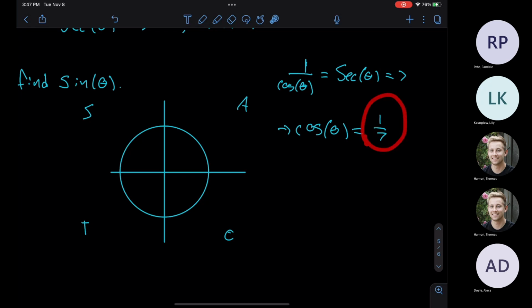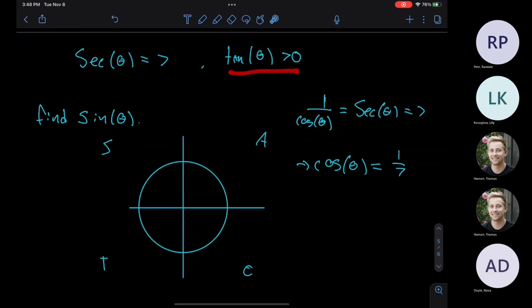And what kind of number is 1 over 7? Positive or negative is what I'm looking for, right? It's positive. So what do we know? Tangent is positive and cosine is positive. Which quadrant must I be living in? The first. You have to be in the first quadrant because both cosine and tangent are positive.